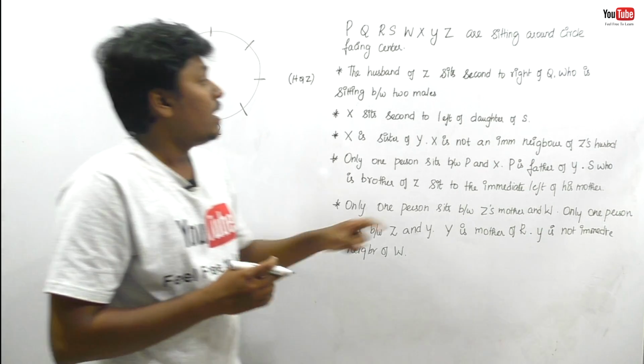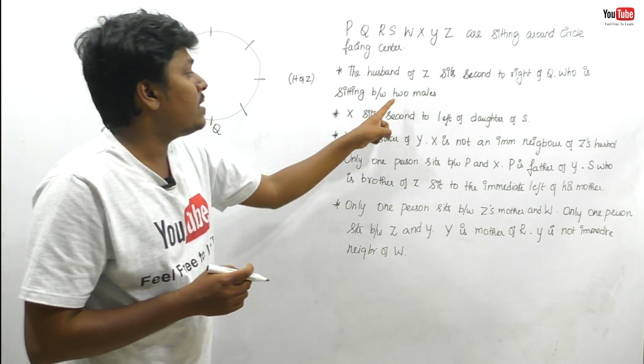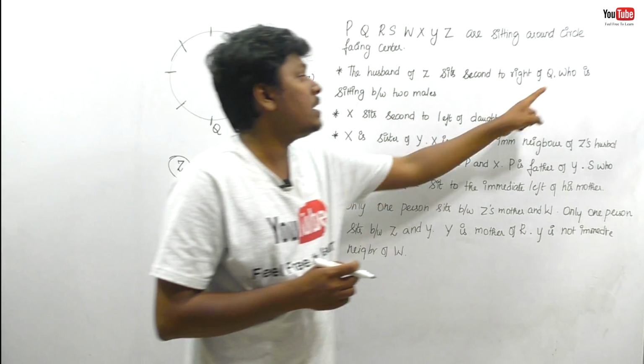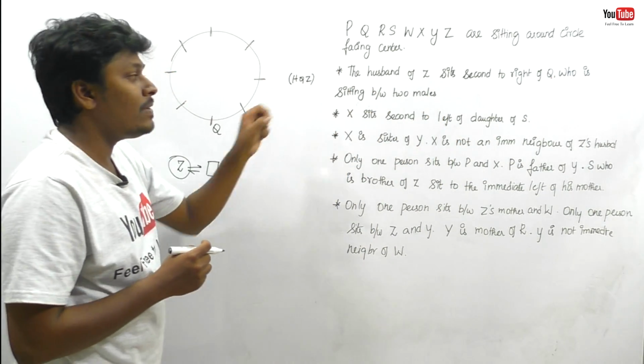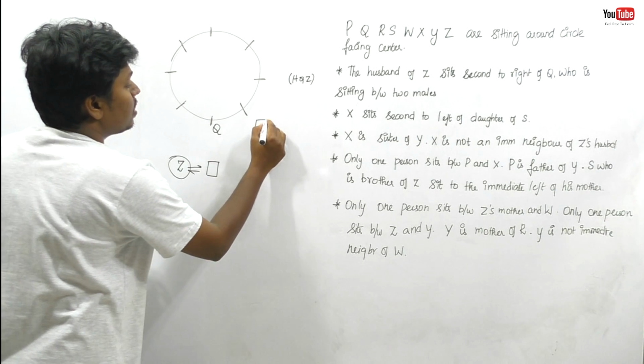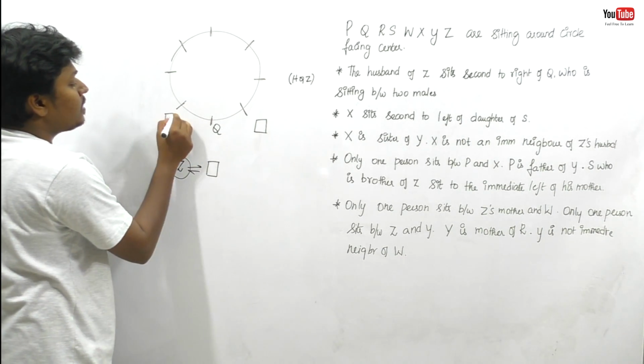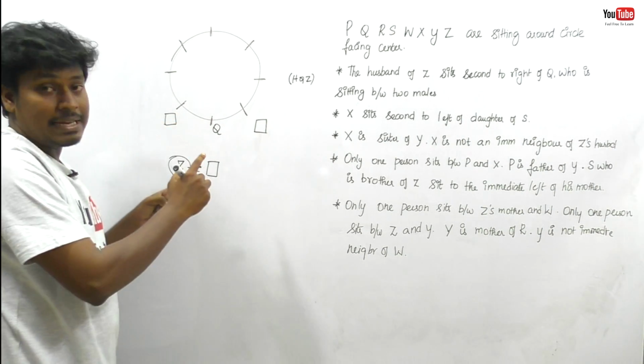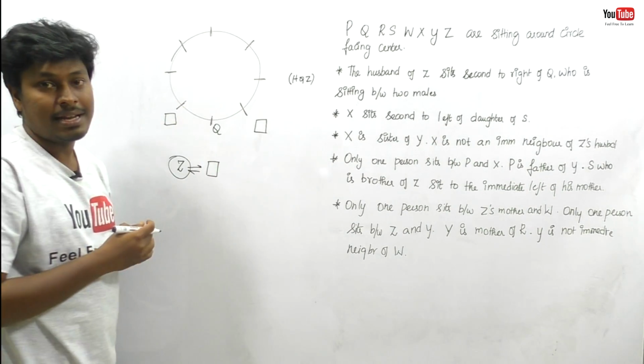Okay, who is sitting between two males? Who determines Q? Q is sitting between two males. They have said that Q is sitting between two males. This is also a direct statement. So I can say that Q is sitting between two males. Because of the direct statement, I am concentrating on the circular arrangement, right?